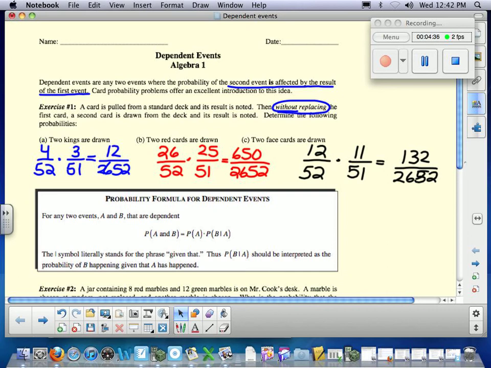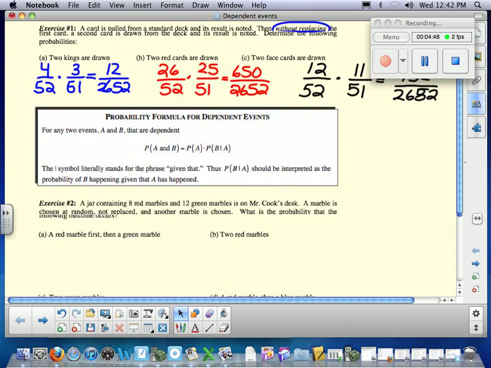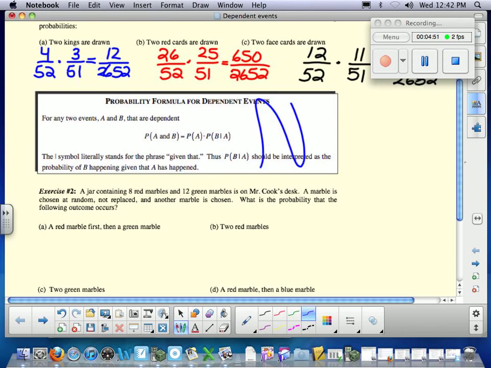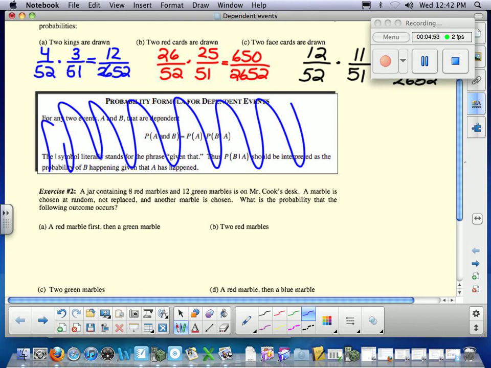Does anybody want to see how to do that on your calculator with the fracking? Don't you just put it in the calculator? Yeah, the 2652, just like it's been right along. Okay, I don't like this formula, so we're going to ignore that. I don't think there's any reason to make it more confusing than it needs to be. If you're not replacing, which is the key for dependent, then your second fraction has to be decreased by 1, both numerator and denominator.